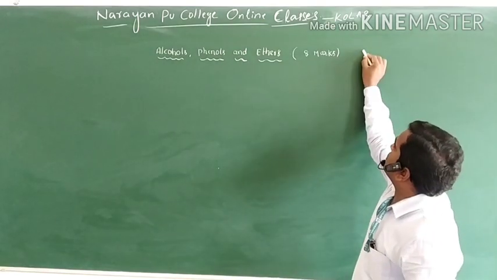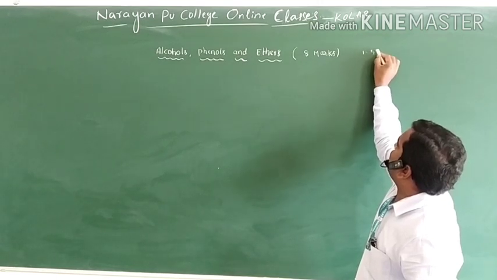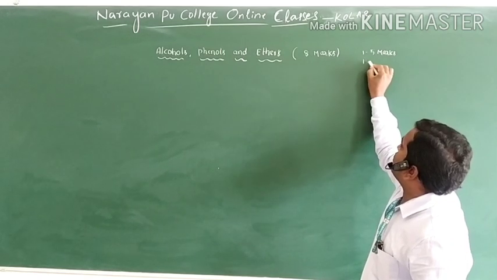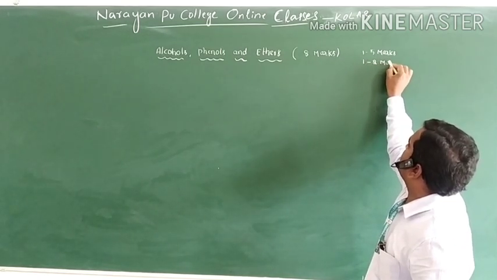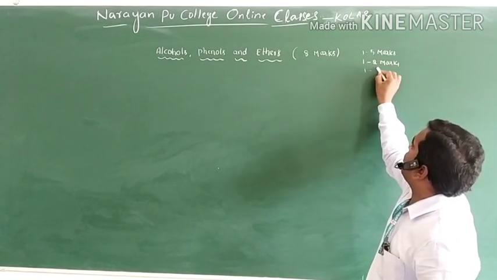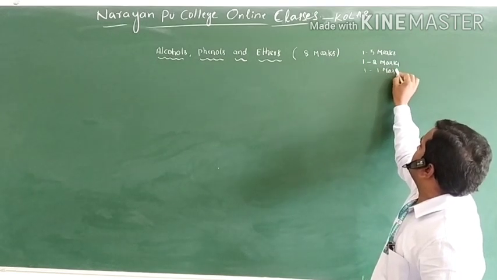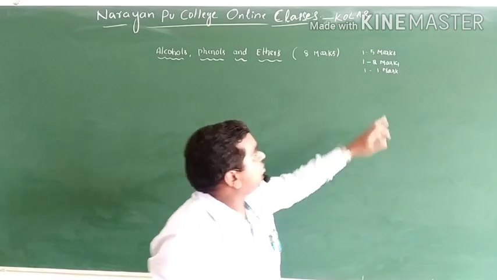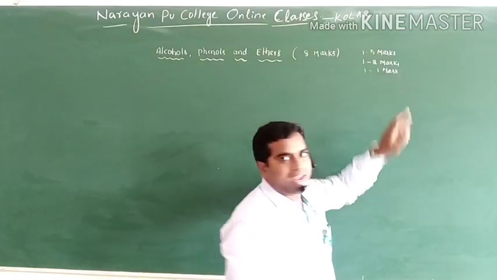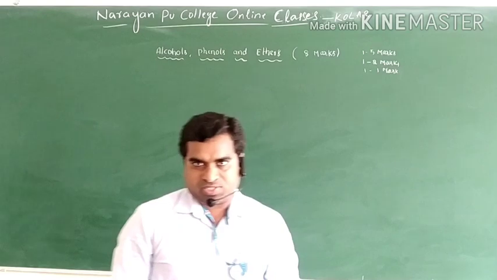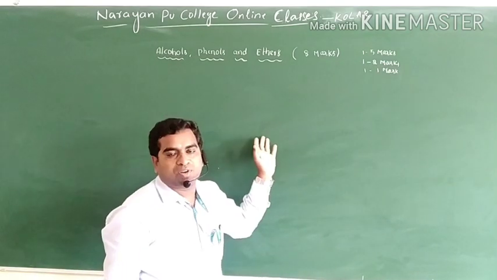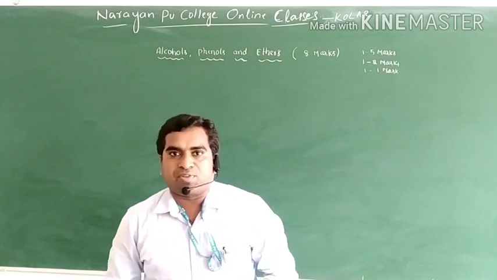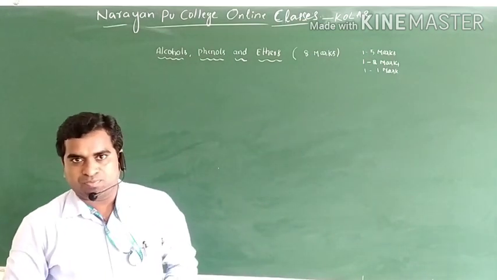One question will come for 5 marks, another question for 2 marks, and one question for 1 mark. Totally you have 8 marks: 5 plus 2 is 7, plus 1 is 8. Clear? It is also very important for competitive exams; 1 or 2 questions will come from this chapter for CET and mains also.